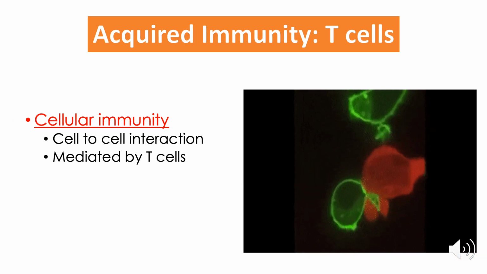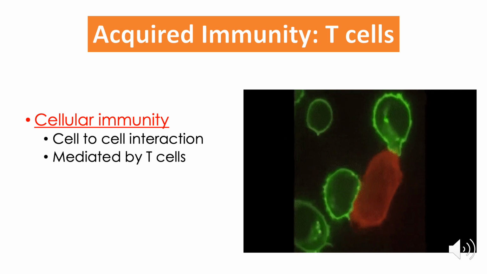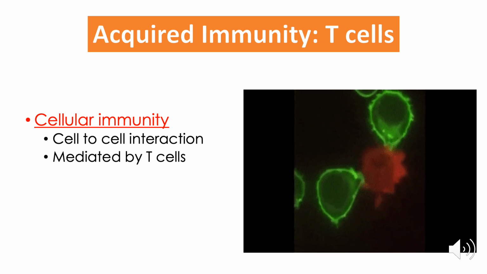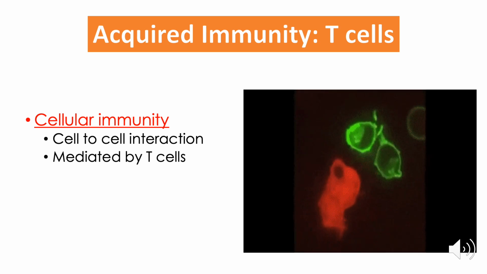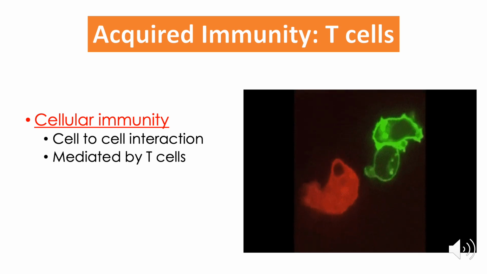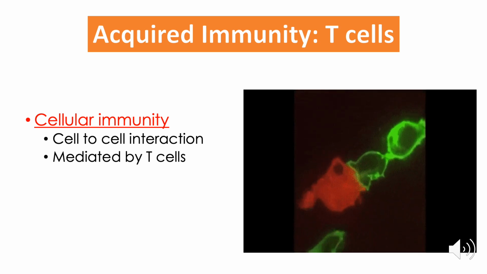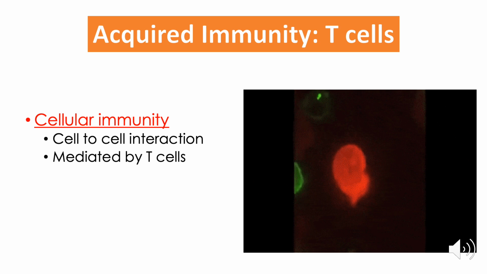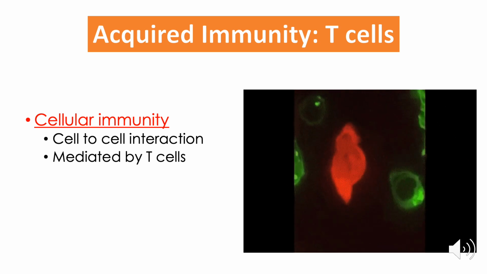The other cell involved in acquired or specific immunity is the T cell, and the type of immune response it can provide us is classified as cellular immunity, meaning the T cell will interact with the antigen or the virally infected cell, and the T cell will cause them to undergo lysis.